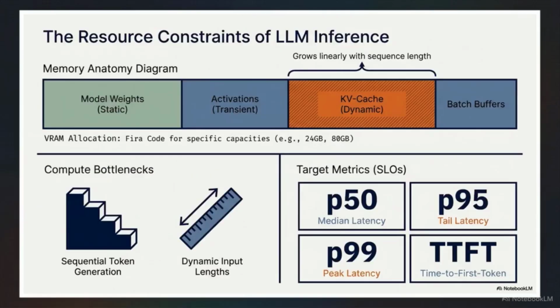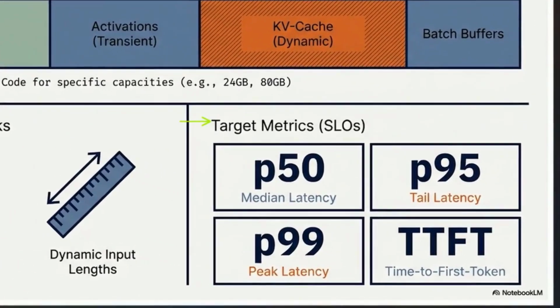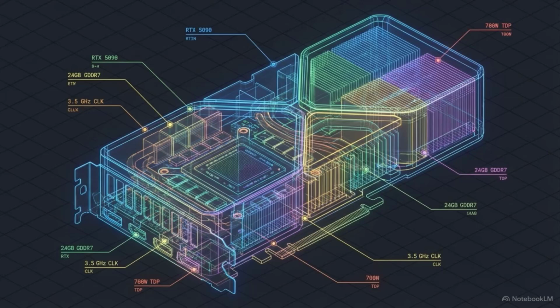This memory anatomy diagram identifies the primary hardware constraint. The true bottleneck is VRAM. While model weights remain static, the dynamic KV cache grows linearly with sequence length, eventually exhausting VRAM capacity. This memory saturation threatens critical service-level objectives, specifically median latency and time to first token. Without an architectural solution to these memory constraints, scaling generative AI becomes financially and computationally unsustainable.